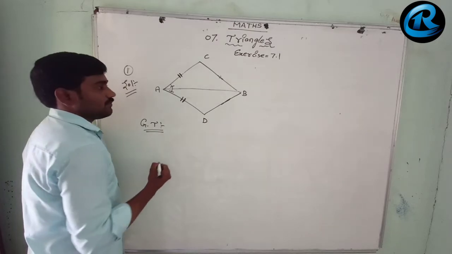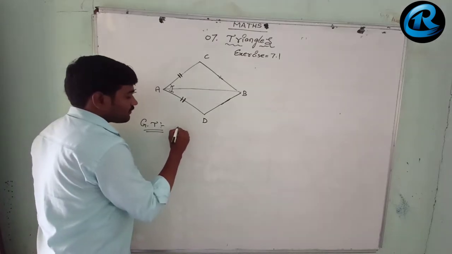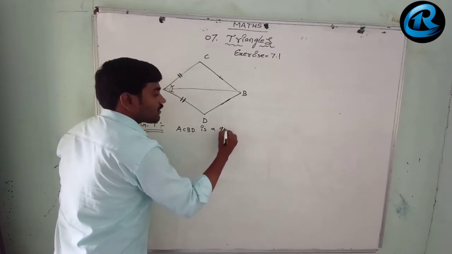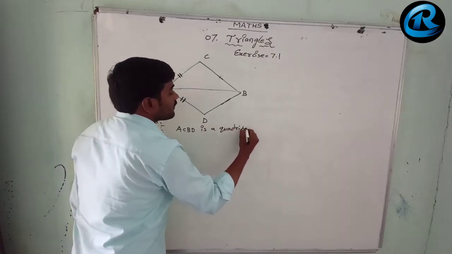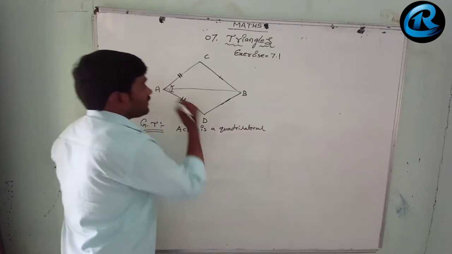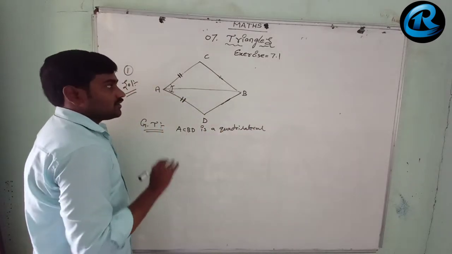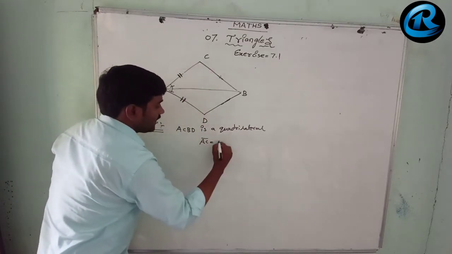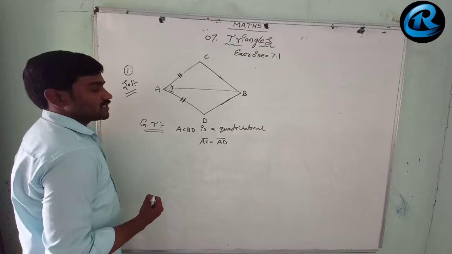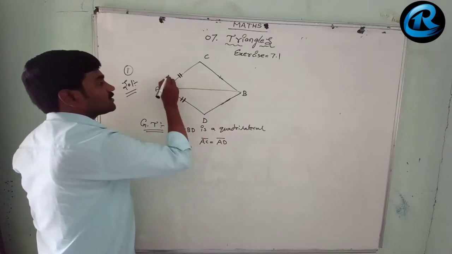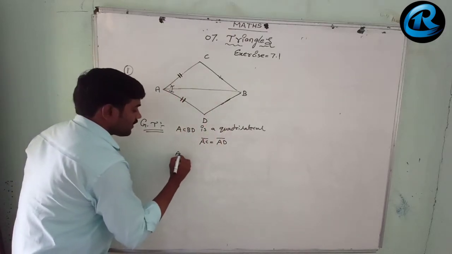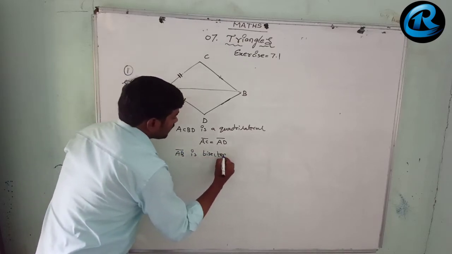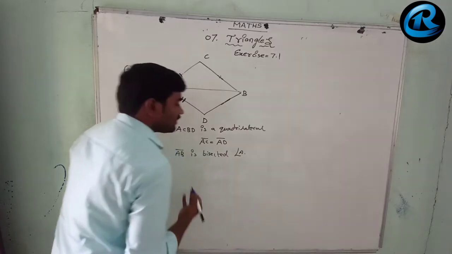What is given in the question? Here it is given that ACBD is a quadrilateral. ACBD is a quadrilateral, this is given. What else is given? AC is equal to AD. AC equal to AD is given. And also given AB bisects angle A. These three things are given.